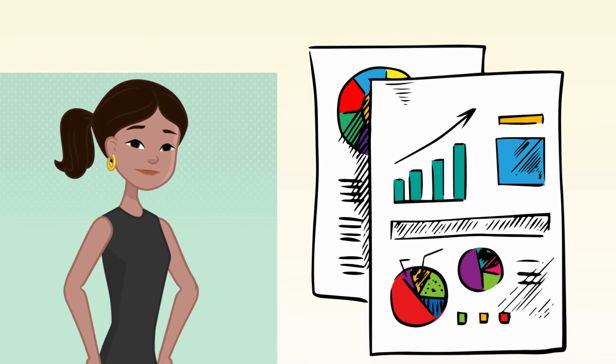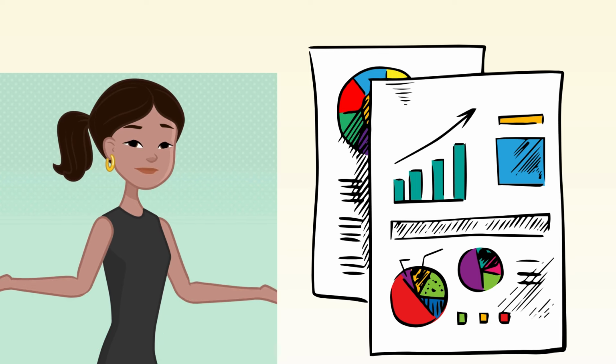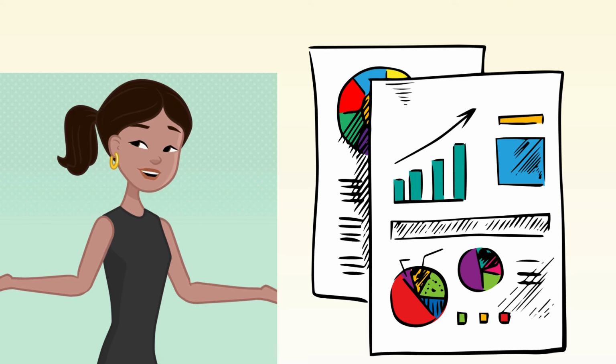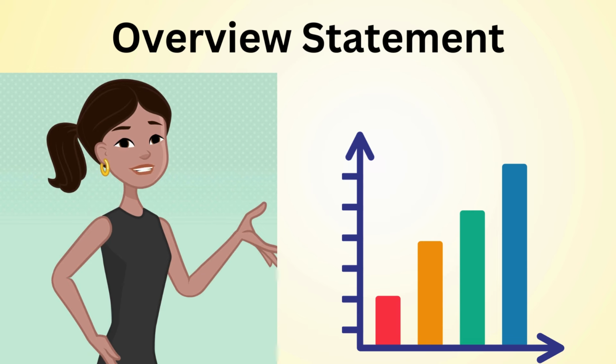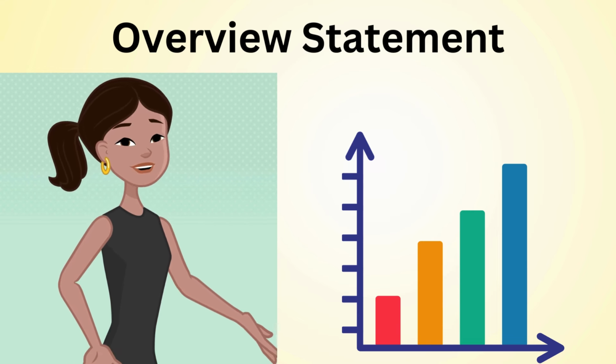Now, when describing any visual, it's crucial to follow a structured approach. Let's break it down into detailed steps. 1. Overview statement. Start with a clear overview statement. This should summarize what the graph or chart represents.